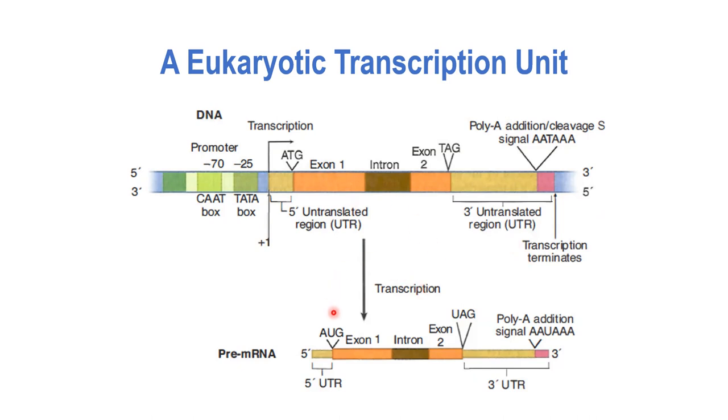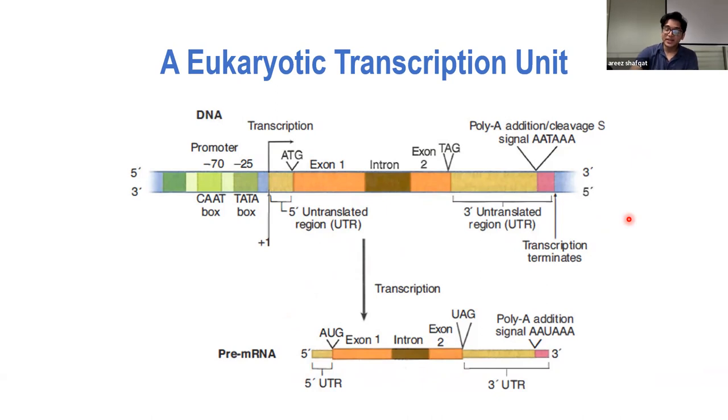All right. So this is pre-mRNA. It basically is a transcript of this region of DNA. It contains the 5' UTR, exon 1, intron, and exon 2. How do I know this is eukaryotic? Because it contains an intron. Prokaryotic mRNA does not contain introns, and so it's automatically ready for translation.